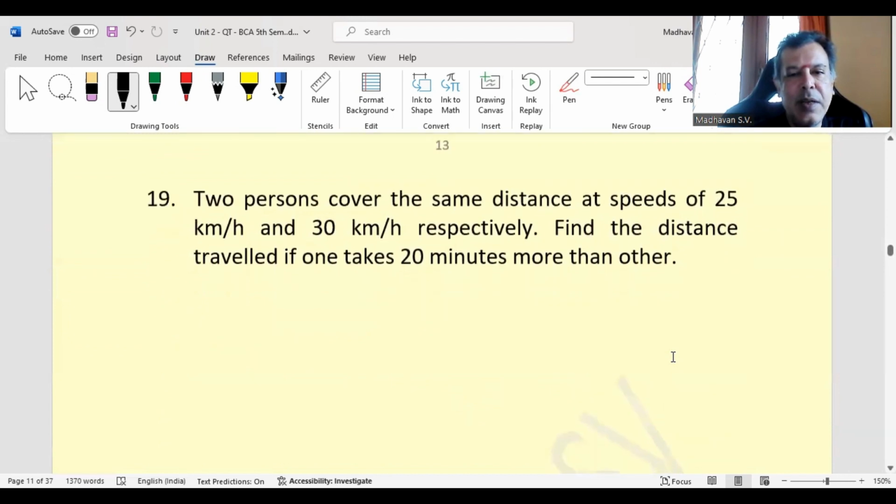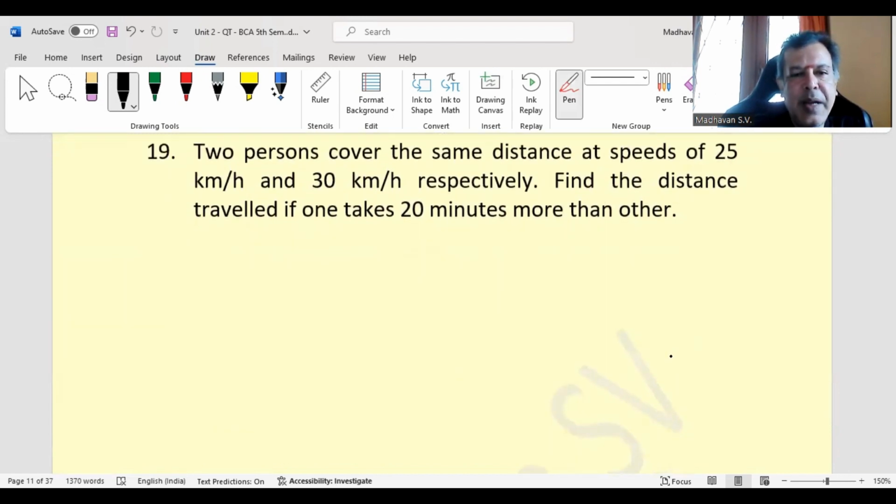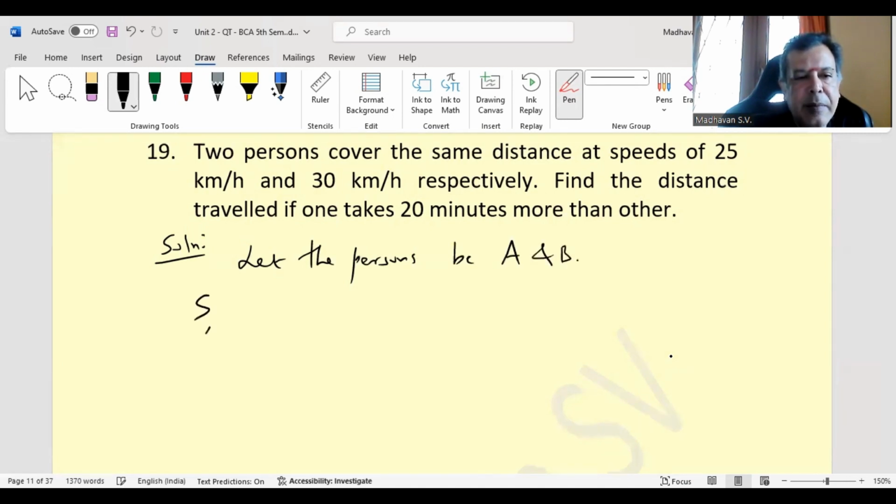2 persons cover the same distance at the speeds 25 km per hour and 30 km per hour respectively. Find the distance traveled if one takes 20 minutes more than the other. So we will consider the persons as, let the persons be A and B. Given speed of A as 25 kilometer per hour and speed of B as 30 kilometer per hour.